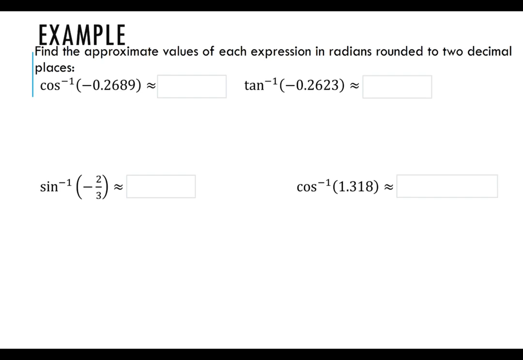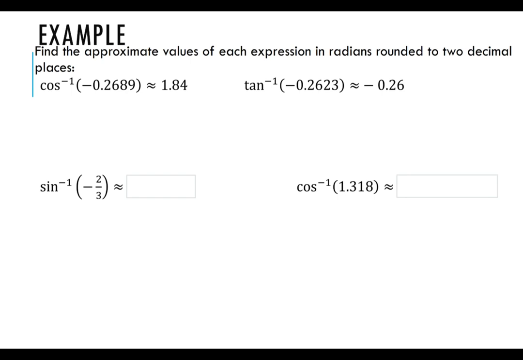Okay, so for the first one, second cosine is cosine inverse, and then type in negative 0.2689. We're going to round this to 2 decimal places, and we're only going to answer this in radians, so make sure you're in radian mode. Then our answer is going to be 1.84. Alright, well, what's tangent inverse of negative 0.2623? Well, calculator exercise, negative 0.26.